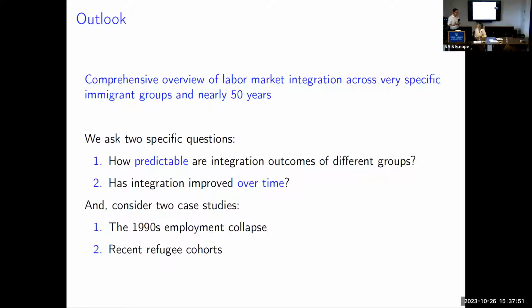If we have sufficient time, so probably not, but maybe we'll talk briefly about the quite dramatic collapse of employment among some immigrant groups in the 1990s. I want to show you this briefly and talk about why that might be the case. And if we have enough time, at the very end, we can talk a little bit about the recent refugee cohorts. If you read the news nowadays, it's a lot about the Ukrainians who came in recently, and those who came in around 2015. So we also have some evidence on that.